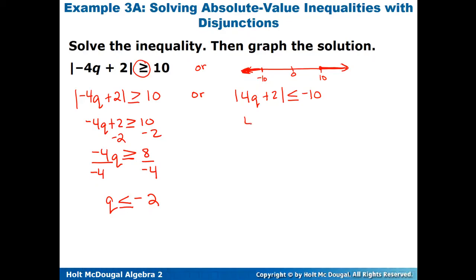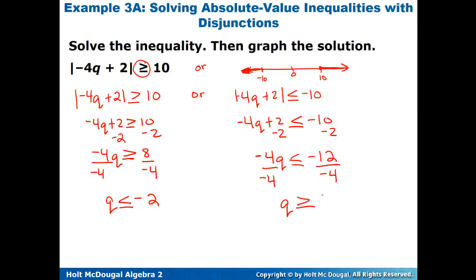And over here we have 4q plus 2 equal to negative 10. Let's subtract 2 from both sides. Now we have negative 4q less than or equal to negative 12. We have to divide both sides by negative 4, so that's going to change our inequality sign. So we're going to say q is now greater than or equal to positive 3.